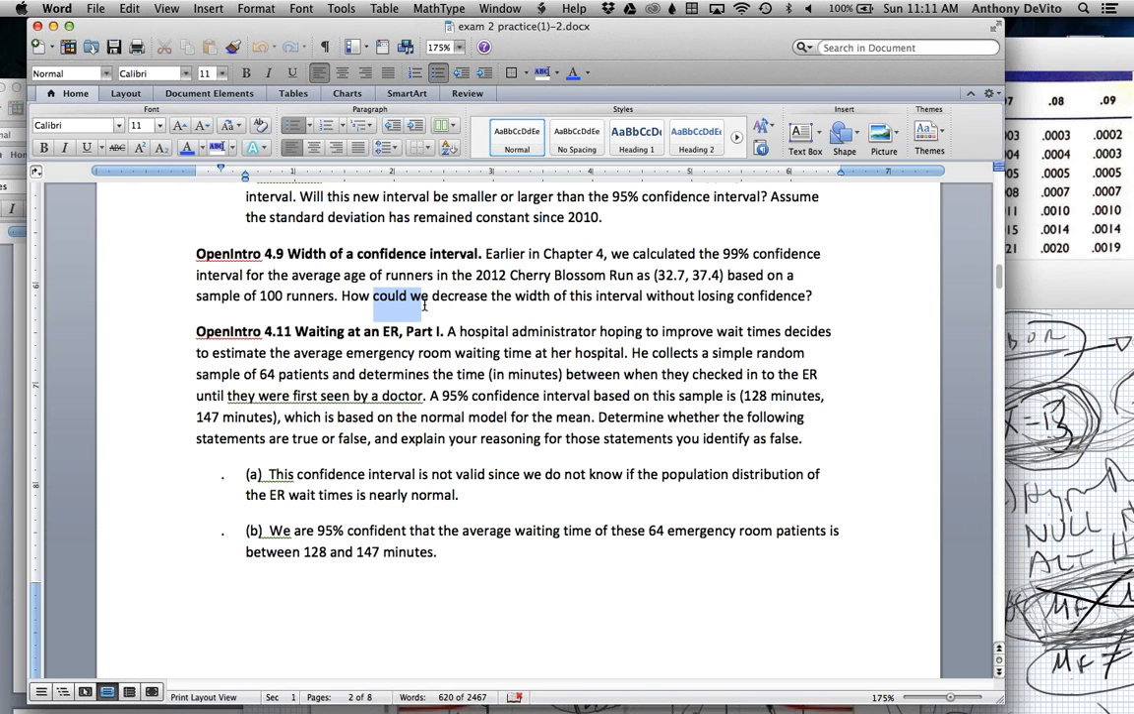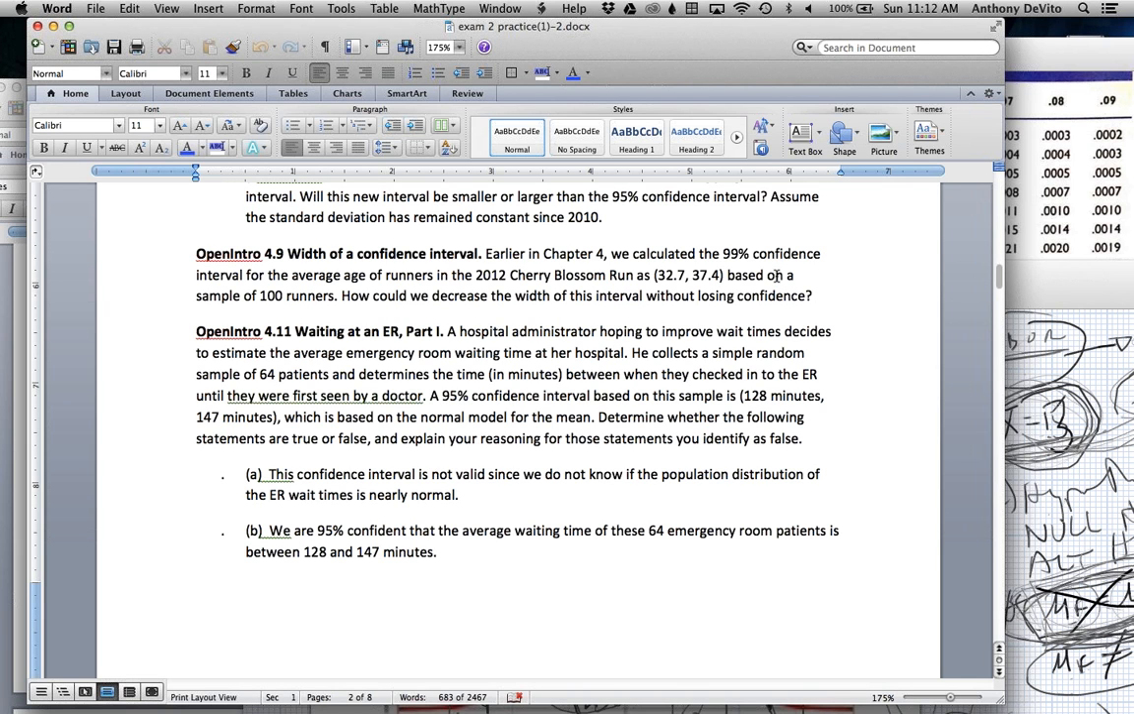Could we decrease the width of this interval without losing confidence? Well, we kind of answered that question before. How would you decrease the width of a confidence interval without losing confidence? Okay, we'd increase the sample size, exactly.